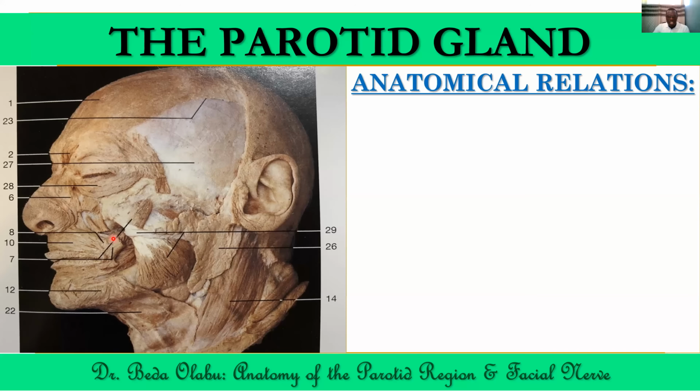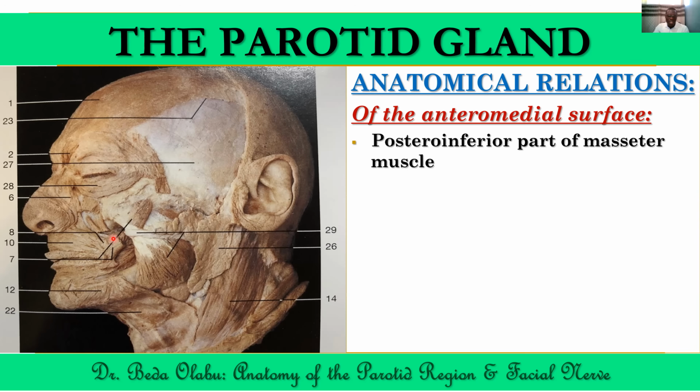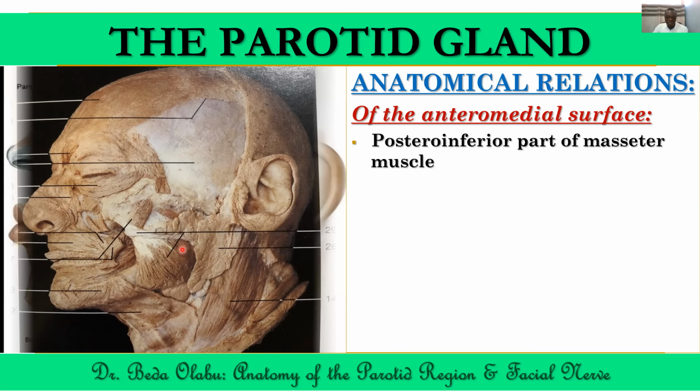We can now talk about the relations of the anteromedial surface. So remember the medial parts, we have anteromedial and posteromedial surfaces. Starting with the anteromedial relations, we have the posterior inferior aspect of the masseter muscle being an anteromedial relation. So if this is the gland, this is the masseter, the posterior and inferior aspects of this muscle is on the anteromedial surface of the parotid gland.